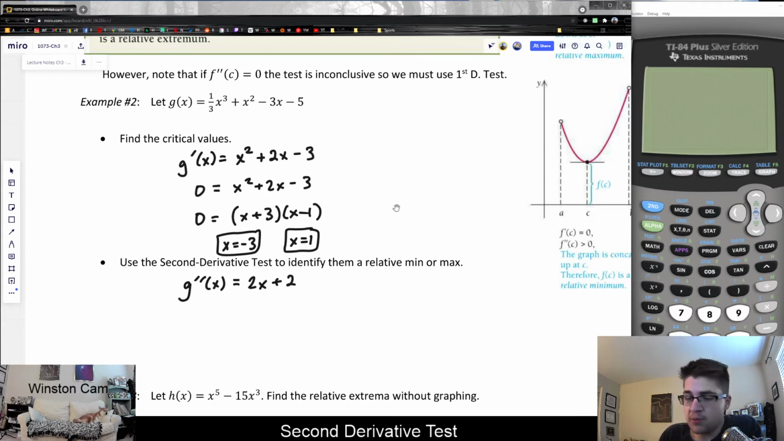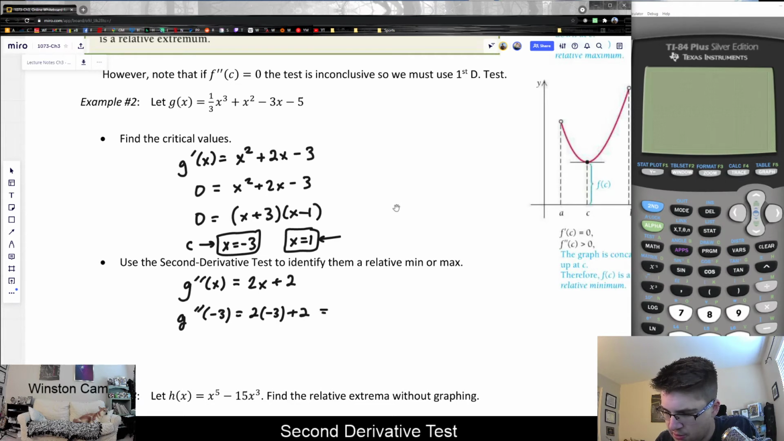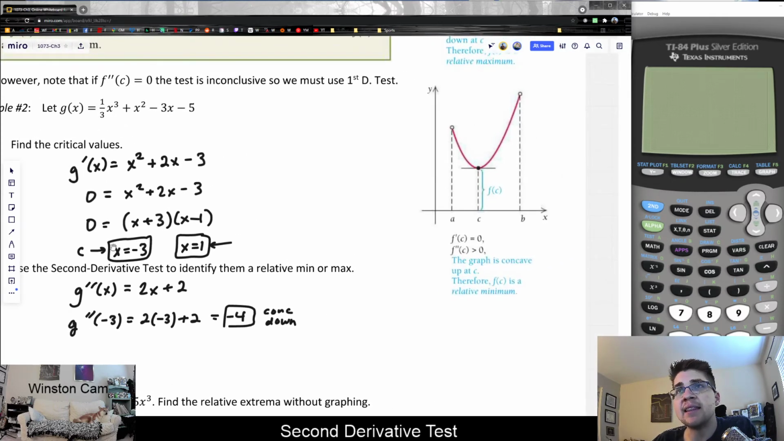So basically now what we just need to do is, again, these are like our c values. We just plug those into the second derivative. So first, what's g double prime of -3? That would be 2 times -3 plus 2, which is -4. Notice that is negative. Again, negative second derivative means concave down by definition at that point. Which again implies that this critical value, which corresponds to a horizontal tangent line, looks like this, which means that this is going to be a relative maximum.